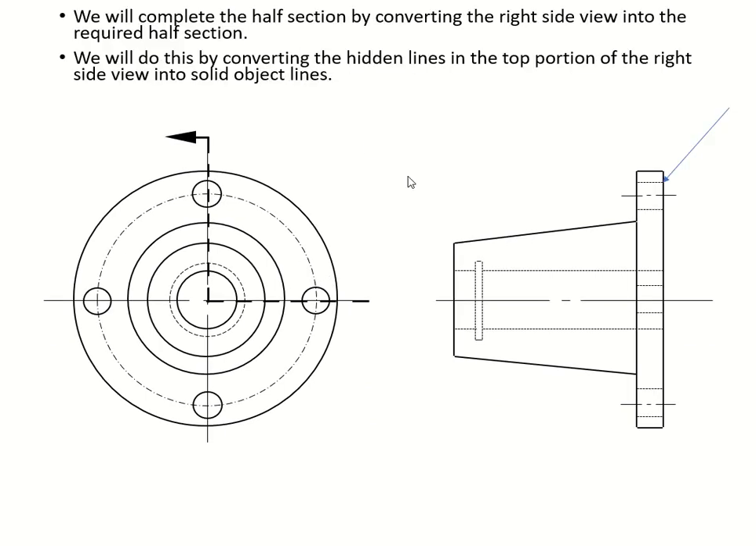Alright, we're gonna complete the half section. We're gonna convert the right side view into the required half section, because we cut it like this. So therefore, you have your front and the right side view here. We know this is a front view because it is drawn right on the left of your right side. We usually do. And your top view, if you draw it, is going to be here.